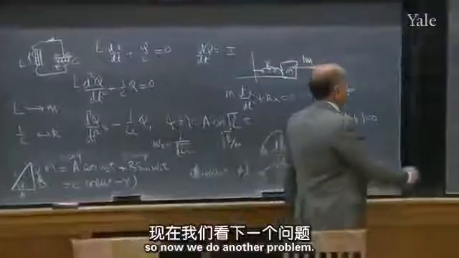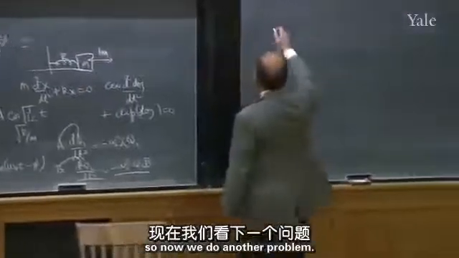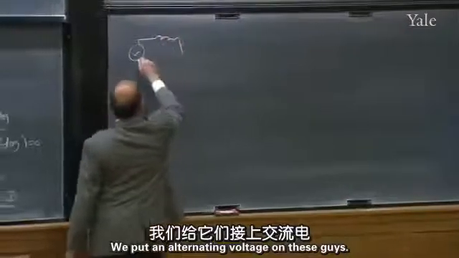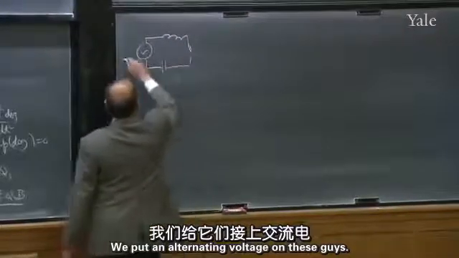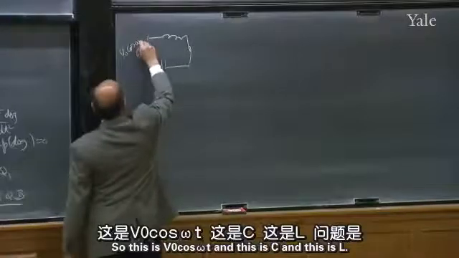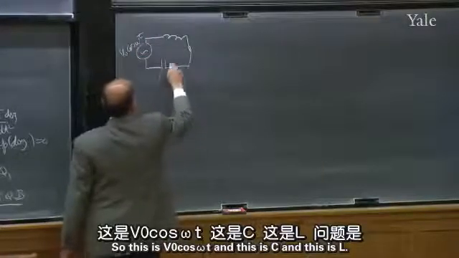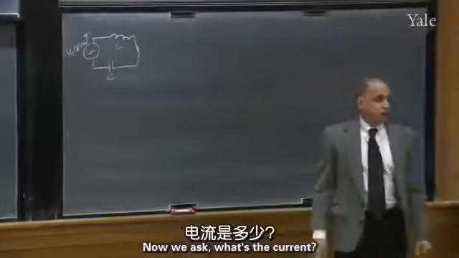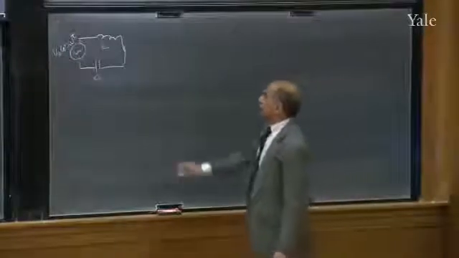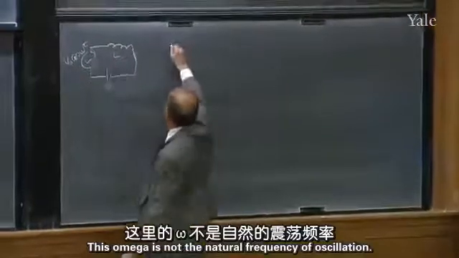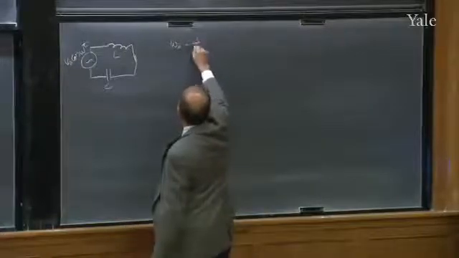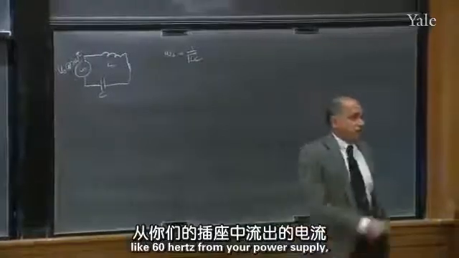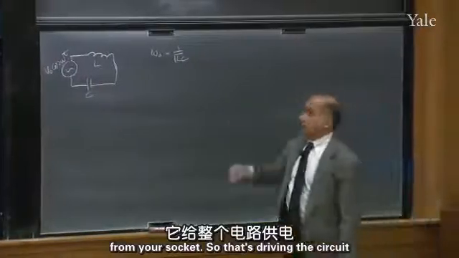All right. So now we do another problem. We put an alternating voltage on these guys. So this is V0 cosine omega t, and this is C, and this is L. Now we ask, what's the current? This omega is not the natural frequency of oscillation. It is some externally given omega, like 60 hertz from your power supply, from your socket. So that's driving the circuit.